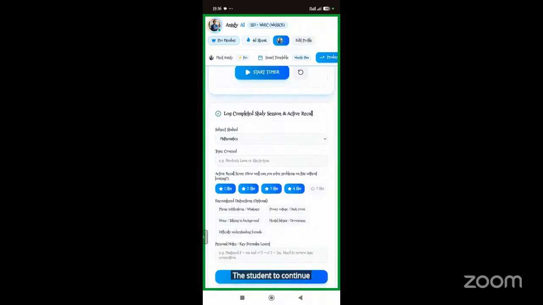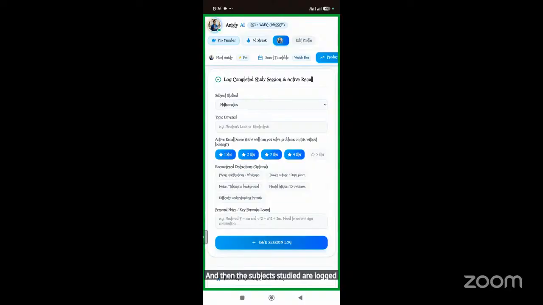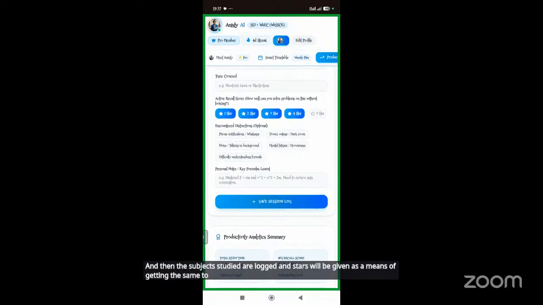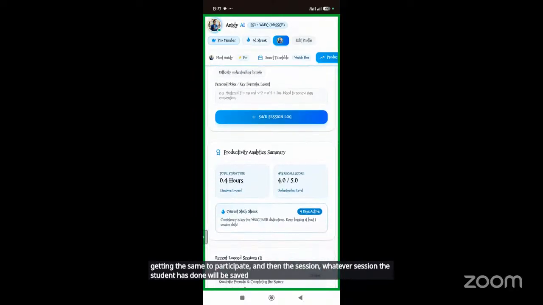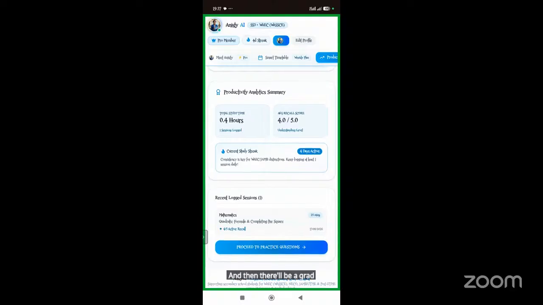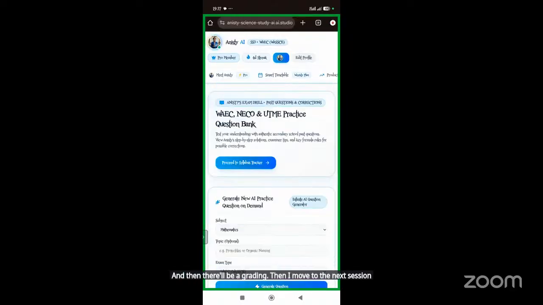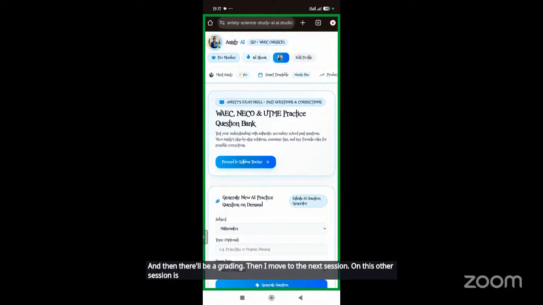And then the subjects studied are logged, and stars will be given as a means of getting the student to participate. Whatever session the student has done will be saved, and then there will be a grading. Then I move to the next section. On this other section is practice.